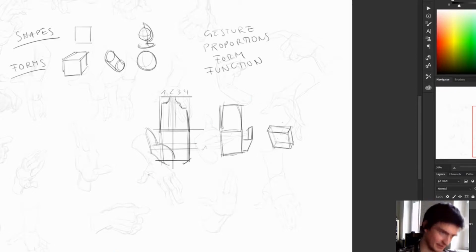All right. So yeah, first big shape. This one here, number 1. We have number 2, 3, and 4 to deal with.